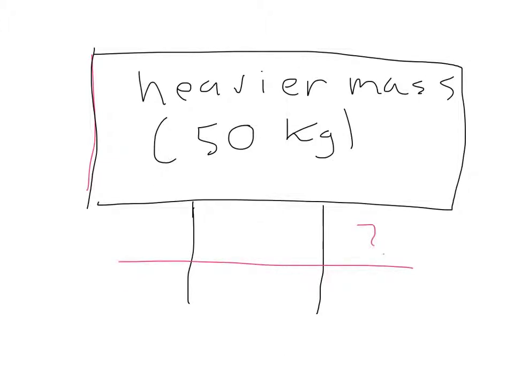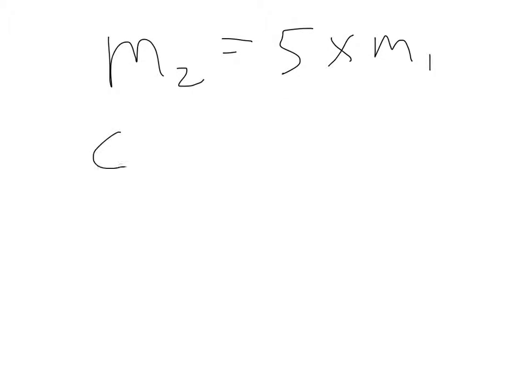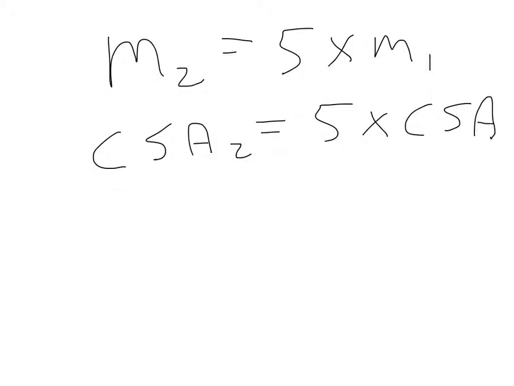That's what we're asking. We can't immediately say how much wider it has to be, but we can say how much bigger the cross-sectional area has to be. So if the mass is 5 times greater, I'll say that the mass is 5 times the original mass. So that means that the cross-sectional area has to be equal to 5 times the old cross-sectional area.